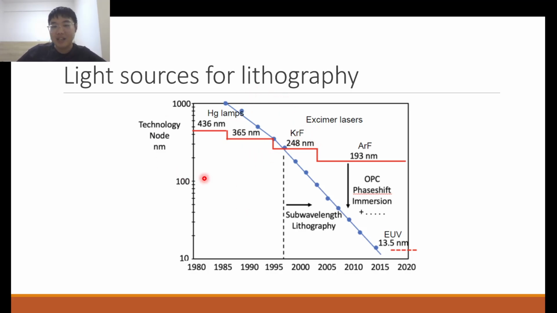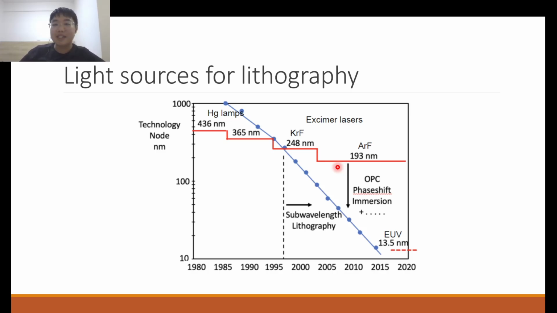So initially, in the very early years, they basically used mercury arc lamps to produce the UV radiation. However, the wavelength of the UV light produced is pretty large, like 400, 300 plus nanometers. So the next step in the development was excimer lasers.